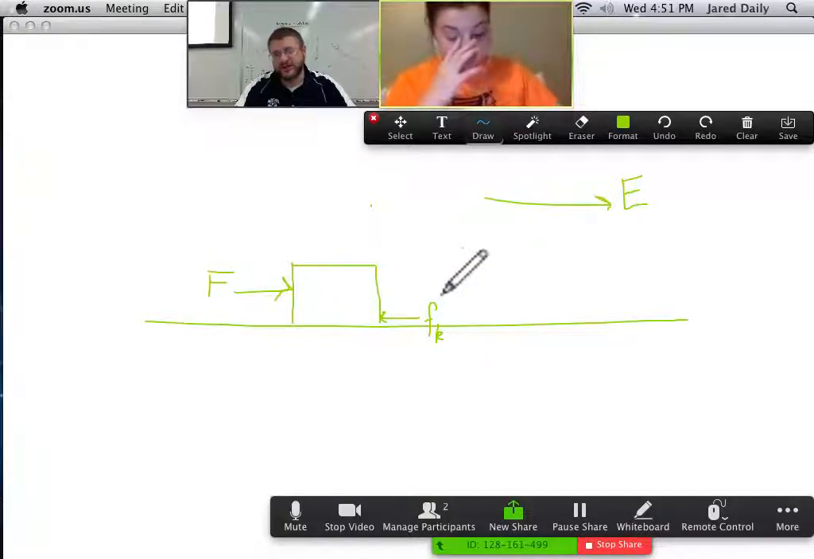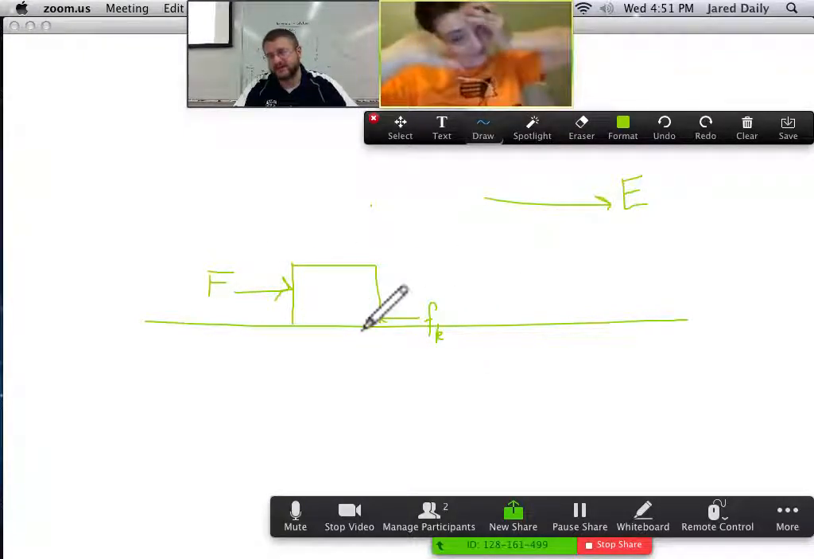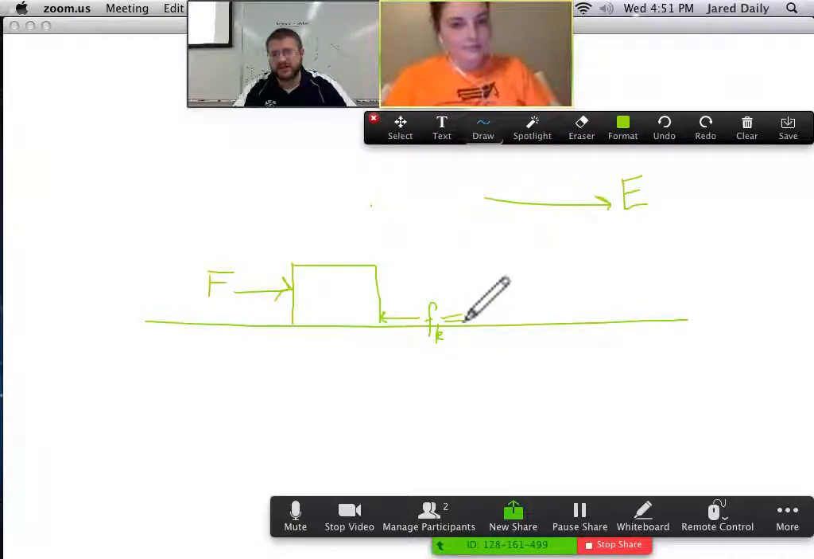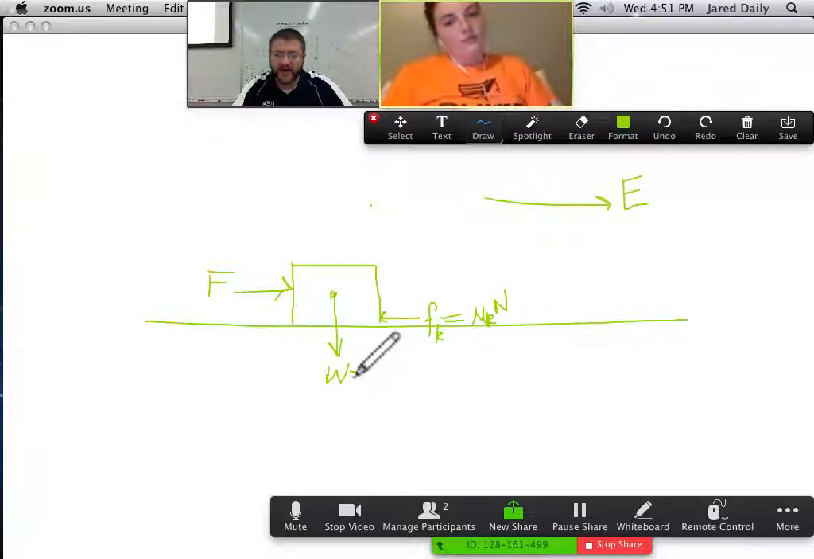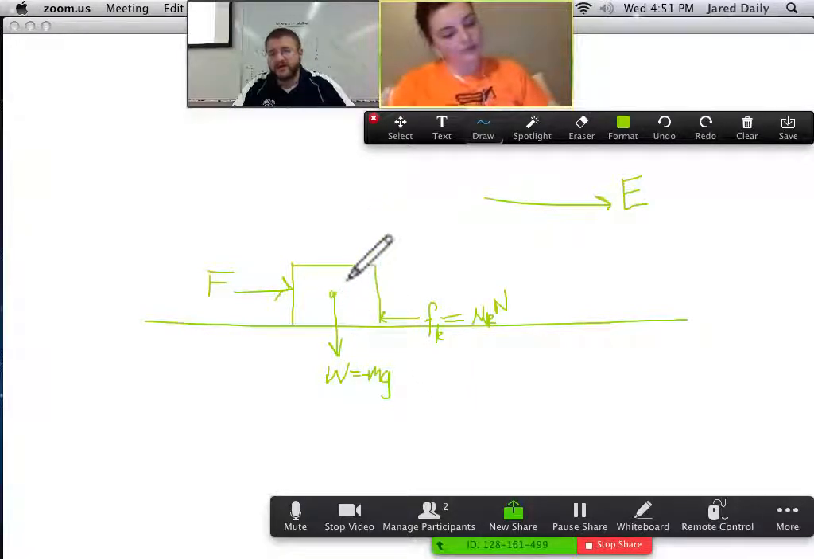So force pushing east, kinetic friction pushing west, right? And they tell us the coefficient, mu kinetic, and we have a normal force. We know the mass, so we can calculate the weight as m times g, right? So what other force are we missing from this problem that we need? The normal force, right? Because we need that right here to calculate the kinetic friction.